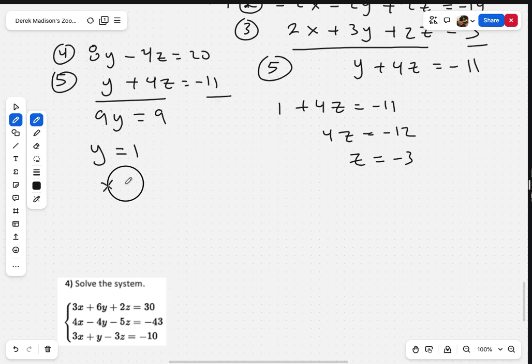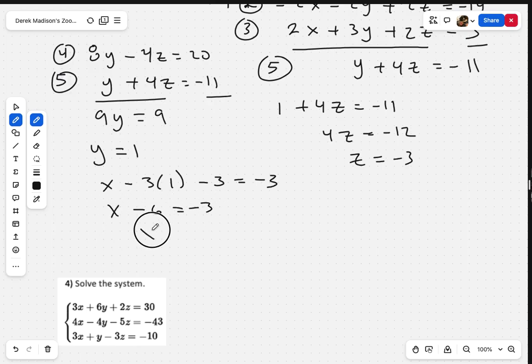So we'd have x minus 3 times 1, and then minus 3 equals negative 3. So x minus 6 equals negative 3, and x equals 3. For these ones, we have 3. It's an ordered triplet instead of an ordered pair, and it goes x, y, z, alphabetical, as you'd probably guess. And so 3, and then 1, and negative 3 are our solution set.